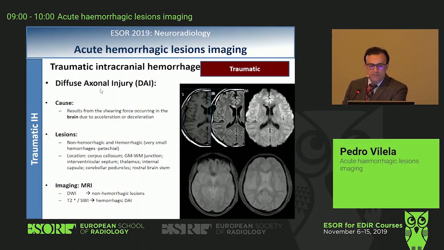Just one mention of diffuse axonal injuries. These are lesions that you don't see often with CT. There are two types. One is non-hemorrhagic and typically has restricted diffusion, and the other is hemorrhagic, where you see small, low-signal dots in typical locations, as in this case in the midbrain and corpus callosum.